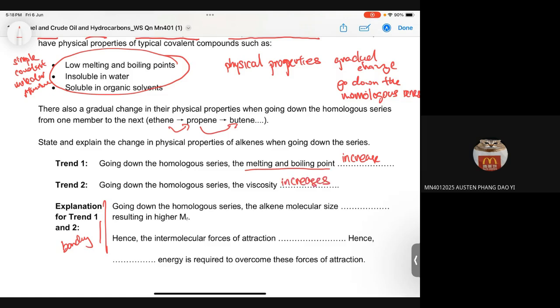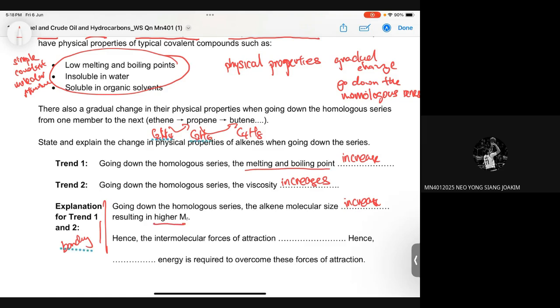Next one. Joachim. Going down the homologous series, the alkene molecule size, what happens to it? Increases. How do you know it increases? Because you can see here C2H4. This one becomes C3H6. This one becomes C4H8. So you know that the molecule is getting bigger. This means that the Mr will become higher.